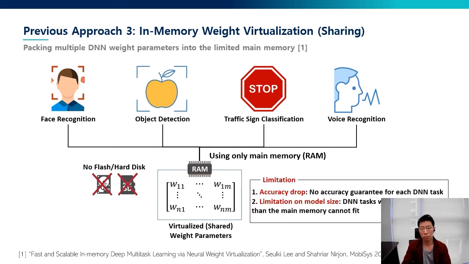However, the major downside of this work is that prediction accuracy of the in-memory DNNs degrades quickly as more DNNs are added to the main memory. Also, since this approach only utilizes the main memory, RAM, DNN models whose size is larger than the main memory capacity cannot be deployed.